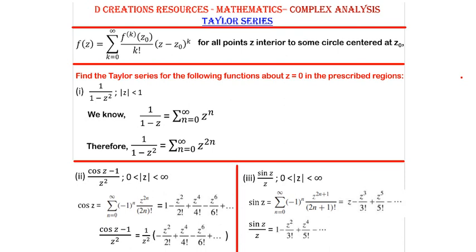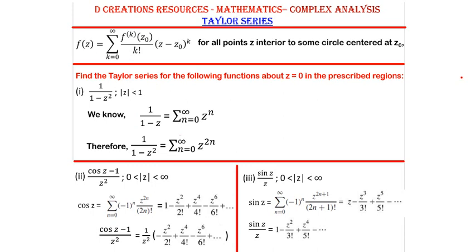Now, of course, it is always helpful to know standard formulae pertaining to Taylor series. So, when you want to solve it, if you know the standard series, then you can simply do a little bit of algebra after writing the standard series. So, now there are three questions here. First one is 1 upon 1 minus z square. Mod z is to be less than 1.